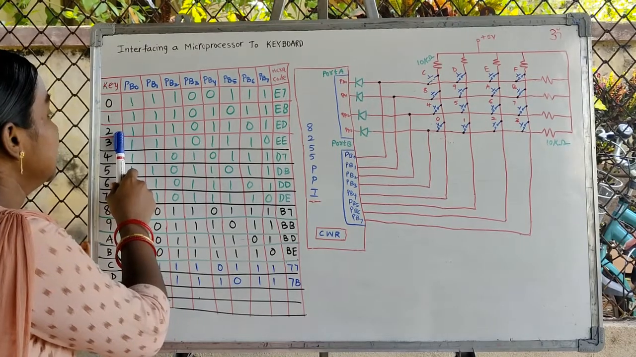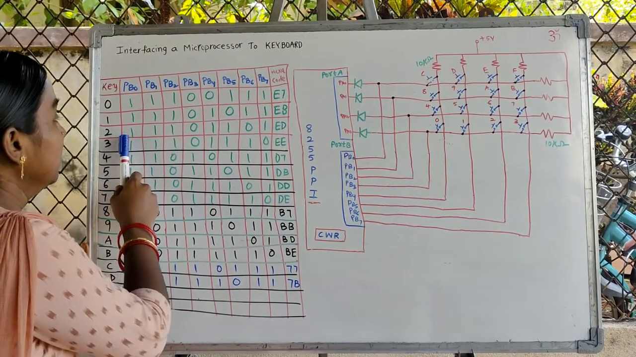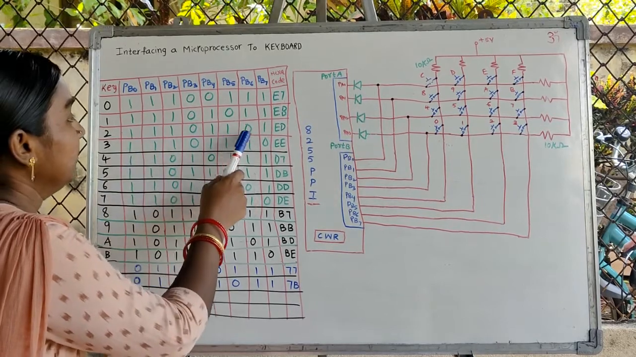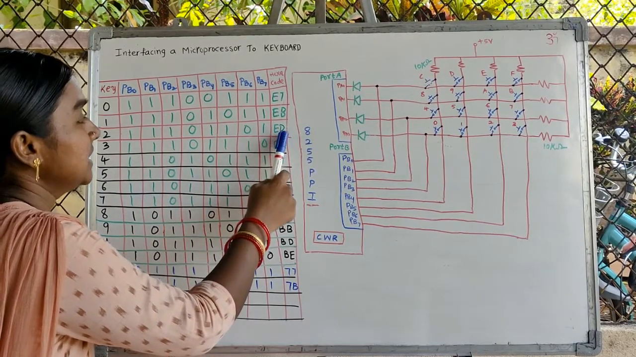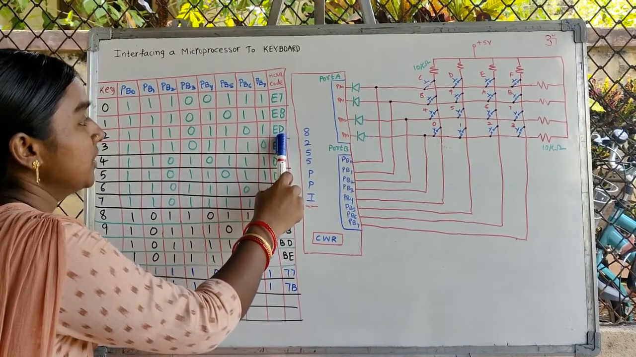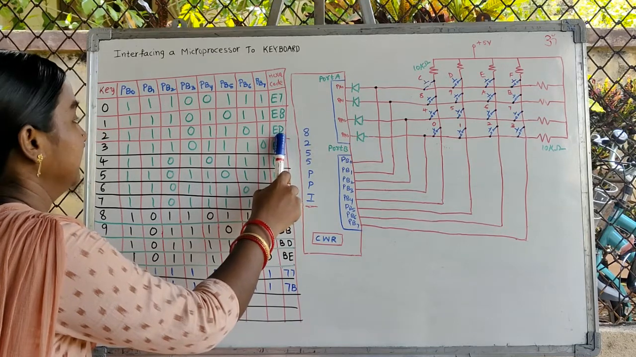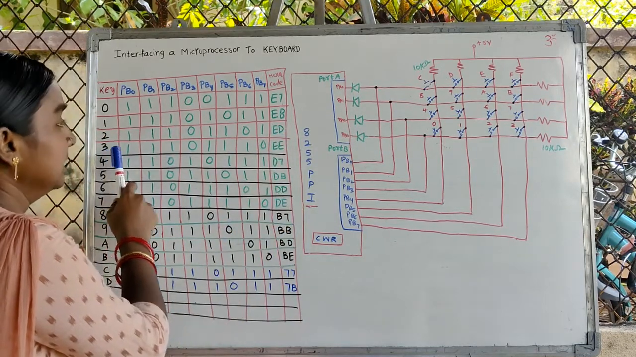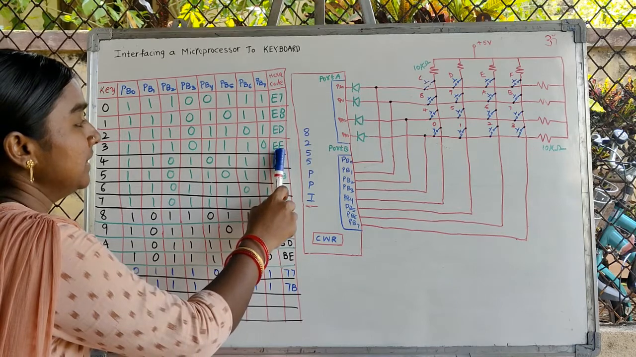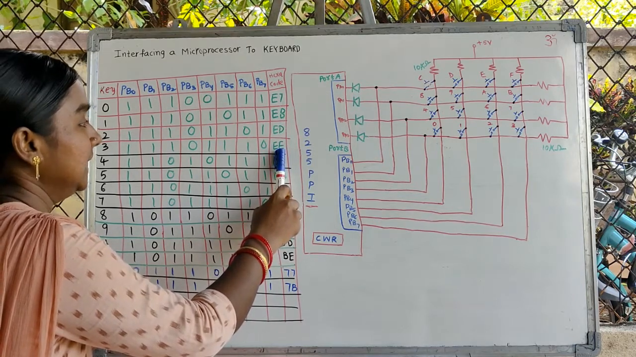Now if we press the key 2, this is the corresponding data we are going to get, and the corresponding hexadecimal code is going to be E and D. And if we press 3, the hexadecimal data is, we find, E.